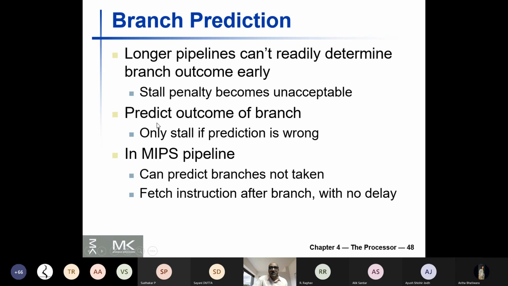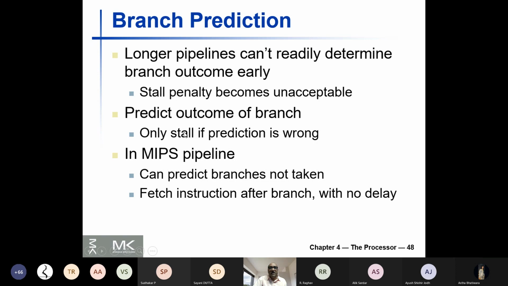Prediction here means predicting the outcome of the branch. That way you can avoid the stalls. The problem is, if the prediction is wrong, then we need to stall. Whenever we come to know that the prediction is wrong, whatever instructions were fed into the pipeline with this wrong prediction have to be flushed out, right? And the correct instruction has to be re-entered and placed into the pipeline properly. That is the penalty if the prediction is wrong. As long as the prediction is correct, there won't be any problem at all.